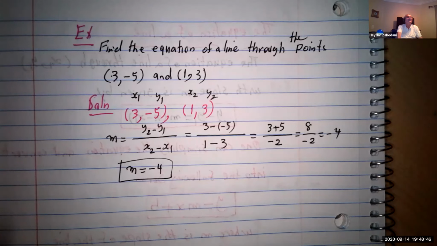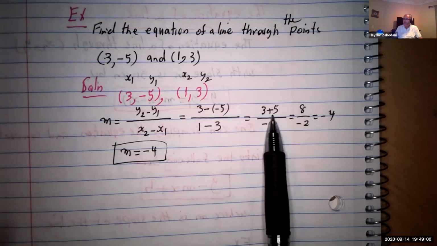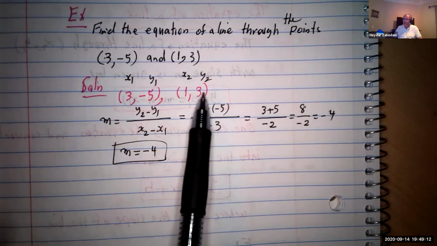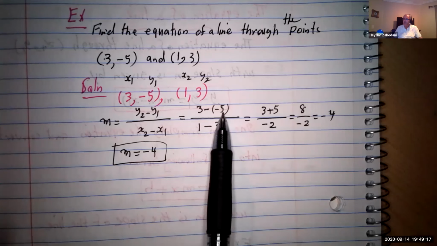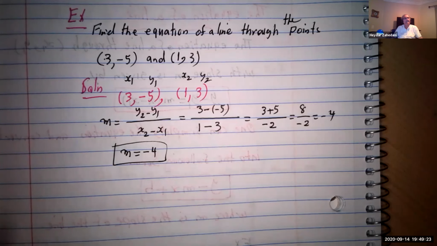Okay, what's the question? How did I get the 3 plus 5? Negative, negative, positive. That's how we get 3 plus 5. We just substitute y2 minus y1, x2 minus x1. y2, 3, minus y1. You see, there is a negative here, so you have to put it inside parentheses. Negative, negative, positive, 3 plus 5. Okay, any question? So that's the m.